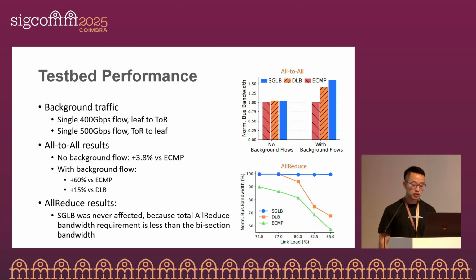Regarding all-reduce test results in the bottom right, we tune the background traffic volume in the x-axis, and as you can see, SGLB's GPU bus bandwidth is never affected. This is because the total all-reduce bandwidth requirement is far less than the bisection bandwidth provided by the topology.